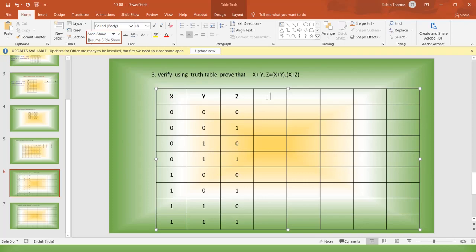So first you have to calculate y and z. Y is here and z is here. So I am going to calculate y and z: 0, 0, 0. AND means both the operands must be 1, then only the output will be 1. So here it is 1, this is 0, 0, 0, and here also it's 1.